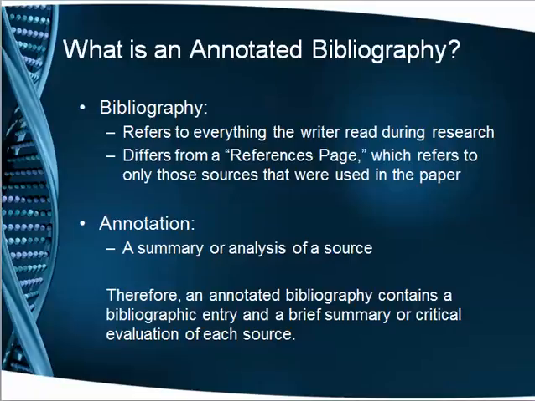First off, what is an annotated bibliography? Let's break it up into its parts. A bibliography refers to everything the writer read during the research process. This differs from a references page, which refers only to those sources that were used in the paper, in the form of direct quotes or paraphrased ideas or other source information. An annotation is a summary or analysis of a source. Therefore, an annotated bibliography contains a bibliographic entry and a brief summary or critical evaluation of each source.